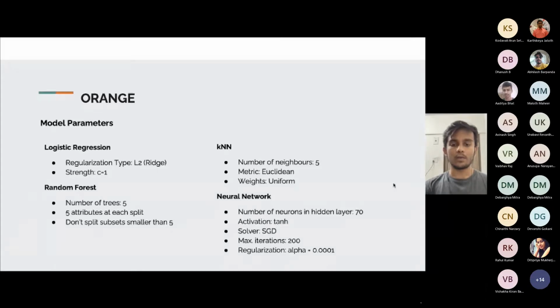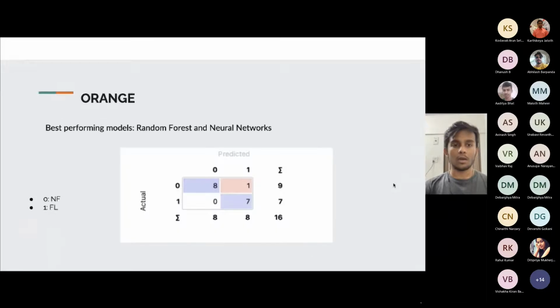Next, we have neural network. In neural networks, the number of neurons in the hidden layer was 70. My activation was tanh. I used stochastic gradient descent or SGD solver. I used up to 200 iterations, and my alpha, or my regularization parameter, was 10 power minus 4.